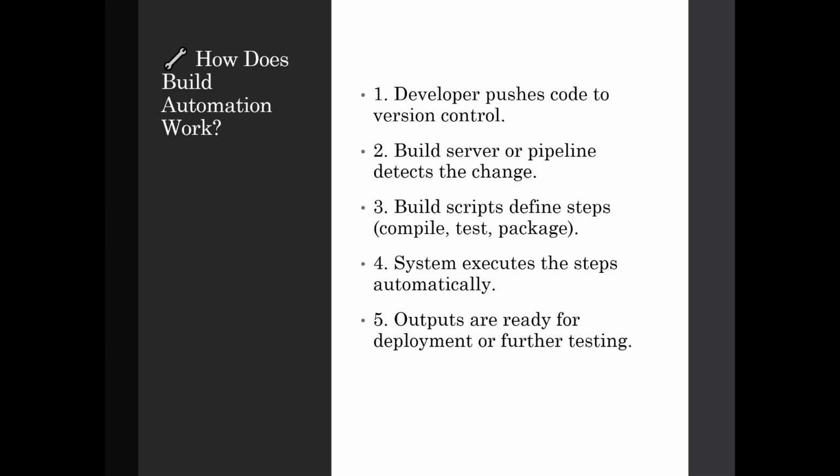So how does this work? The typical flow, if you've not seen this before: the developer would push their code to a version control system, something like GitHub, Azure DevOps Server, whatever it is that you're using. The build server or your pipeline detects the change to the code and kicks off the steps that you've programmed in. So those build steps define what happens next. We compile, we run tests, we package the app, we do all the things that we've programmed into the pipeline. The system executes those steps automatically, and then with the results at the end, either we deploy directly, or we pass to testing, or we pass to staging. It just depends on our environment, what we want to do next, that next step in our build automation.